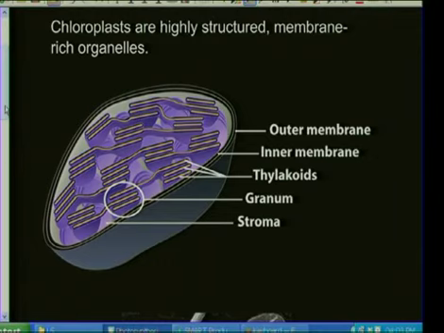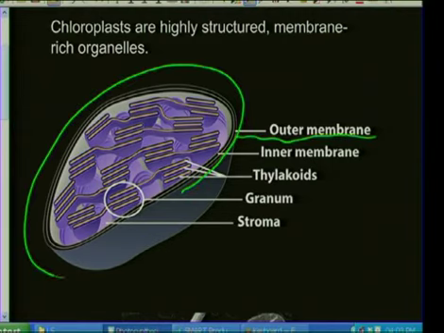The chloroplast is made up of a double membrane, as you can see, an outer membrane and an inner membrane on the inside of that. I'm just following it down so you can see. So you've got an outer membrane and an inner membrane. In addition to that, inside this chloroplast, we have ground substance.